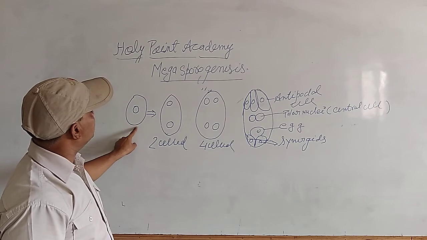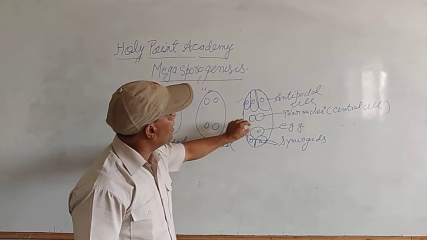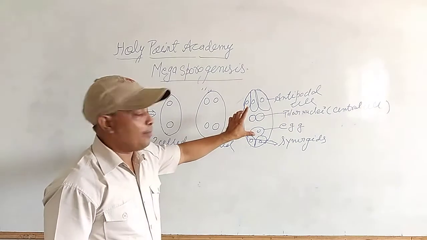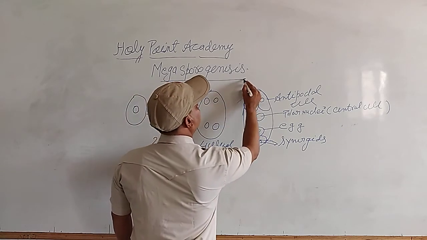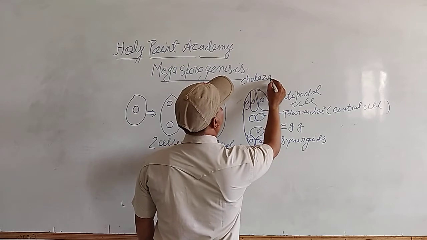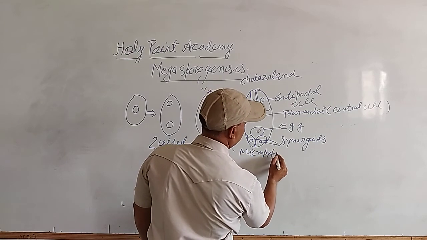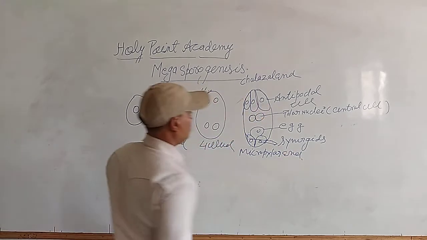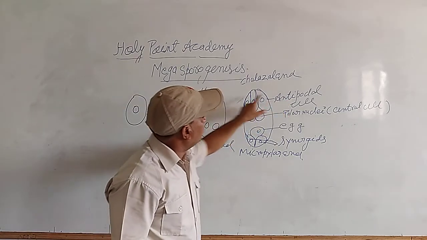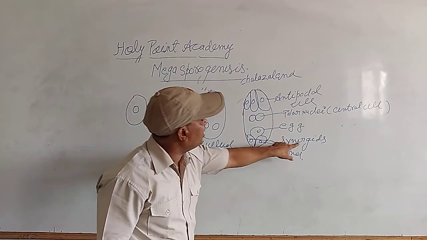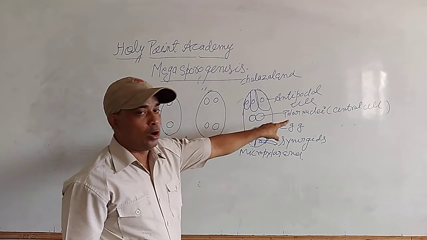A functional megaspore divides mitotically and gives rise to two, then four and eight nuclei. Out of eight nuclei, there is a movement of nuclei to opposite poles. Three move to one pole, the chalazal end, the other pole being the micropylar end. Three move to the chalazal end and make the antipodal cells. The remaining three move to the micropylar end to form the synergids and the egg. The remaining two are located at the center and make the polar nuclei.